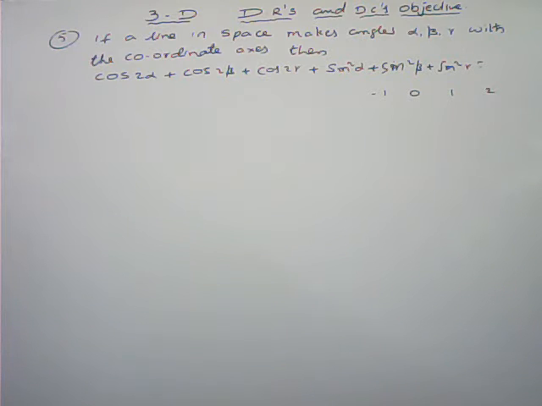Next one: if a line in space makes angles alpha, beta, gamma with the coordinate axes, then we want the value of this expression. Here we know that alpha, beta, gamma are the angles made by the line with the positive directions of the x, y, z axes. Then cos square alpha plus cos square beta plus cos square gamma is equal to 1. So everything you have to convert in terms of cos square alpha, cos square beta, cos square gamma only.